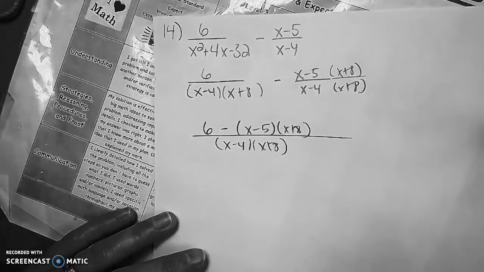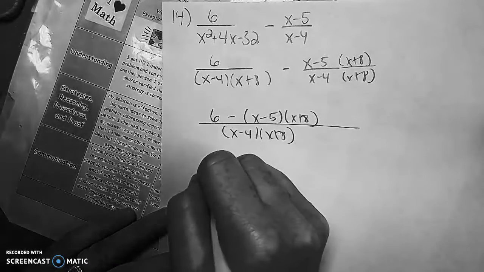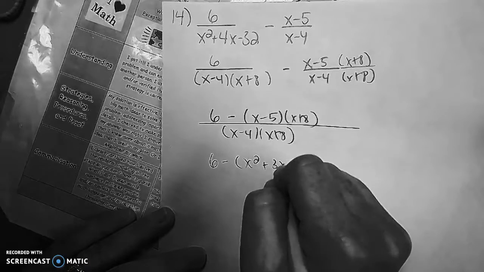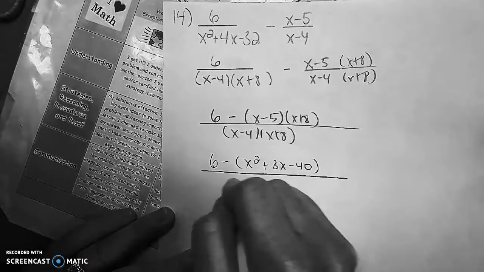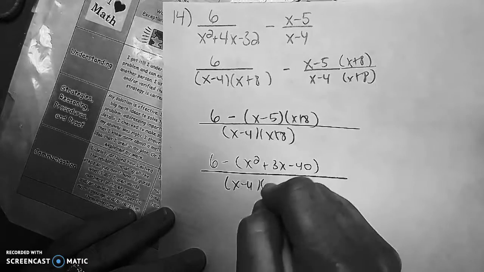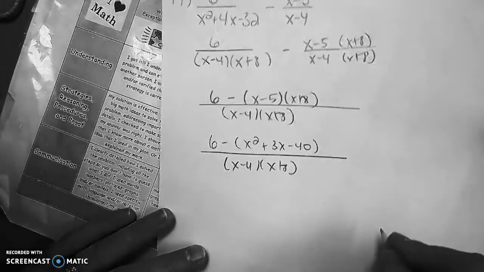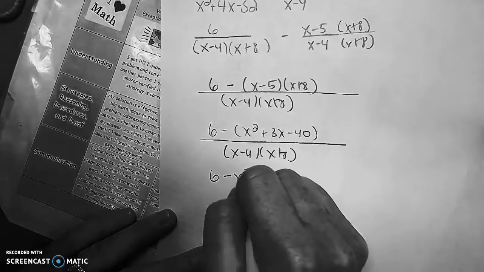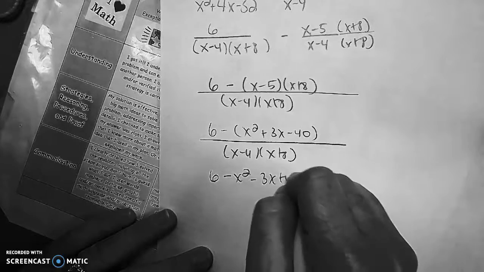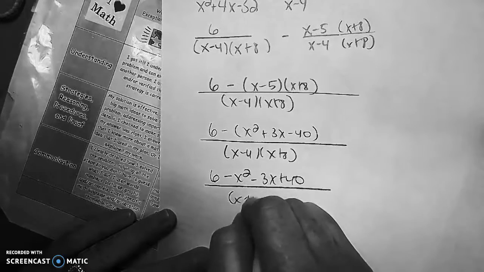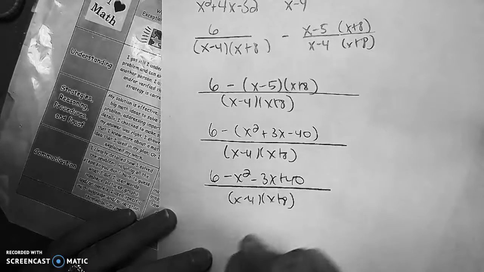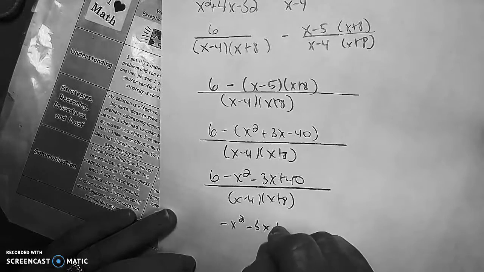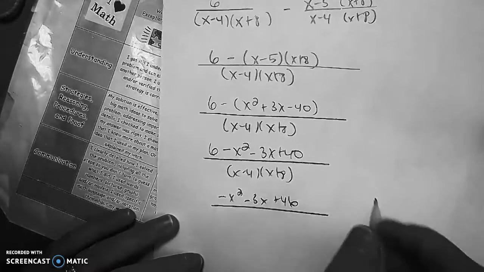I'm going to go ahead and multiply out the x minus 5, x plus 8. And then let's distribute the negative. So 6 minus x squared minus 3x plus 40 will give me negative x squared minus 3x plus 46.